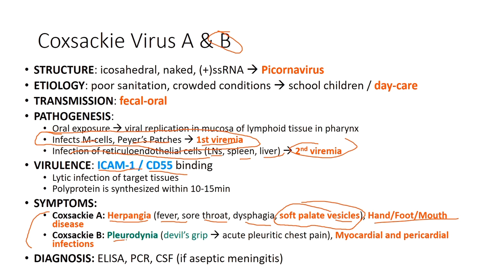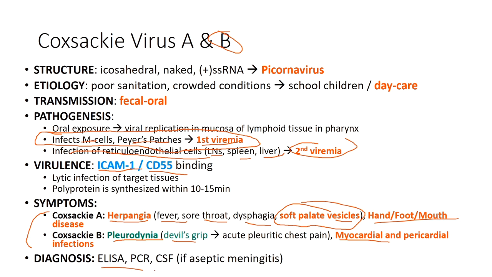Coxsackie B is known as an infection that can cause pleurodynia or devil's grip. And this is like acute pleuritic chest pain. It's almost like the devil is gripping their chest so severely they can't breathe. That's how bad this pain is, and it's very severe. It can also cause myocardial infections, so myocarditis, which you did talk about in your cardio micro, in addition to cardiopathology. When you're talking about myocarditis, this is the guy that came up most commonly to cause that. And pericardial infections as well can come from this, as far as a viral cause for that.